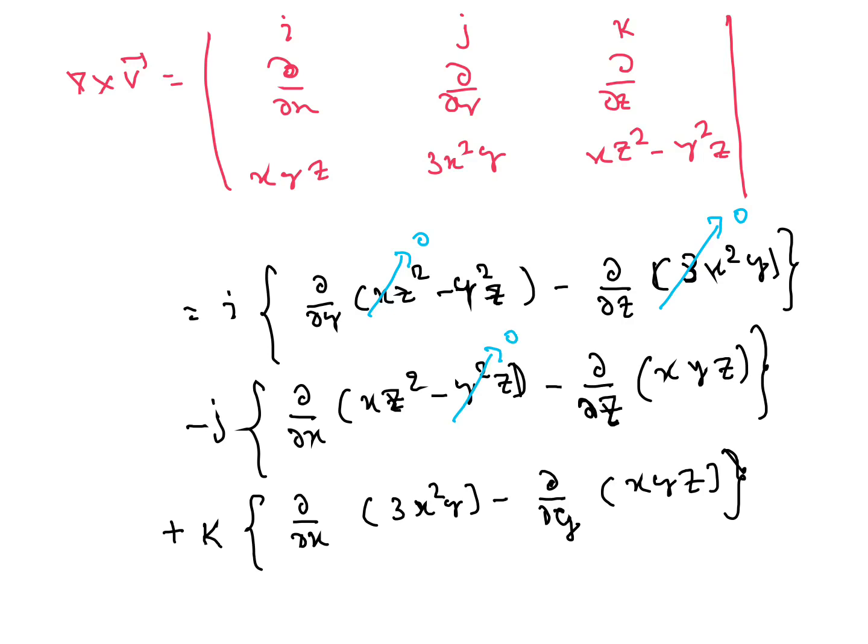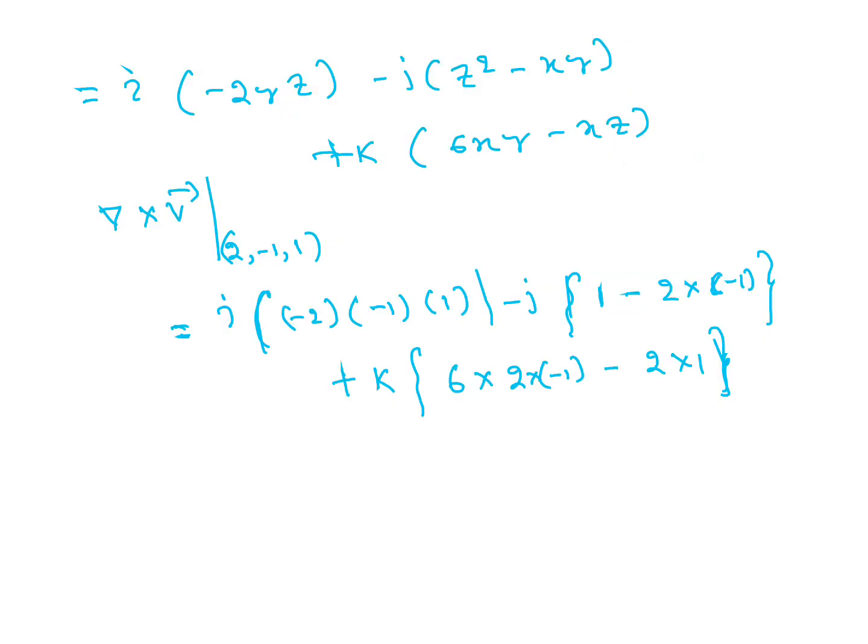Then if we solve further, we will get this one. Del cross V is I into minus 2yz, minus j cap into z square minus xy, plus k cap into 6xy minus xz. Then at the given point 2, minus 1, 1, we have to calculate the curl.